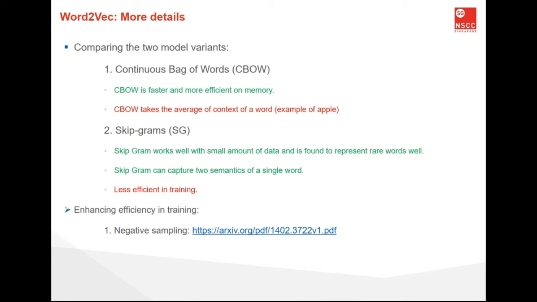For the skip-gram model, it works well with a small amount of training data and is found to represent rare words really well. The skip-gram model can also capture 2 semantics of a single word, such as apple. However, the skip-gram model is less efficient in training. That means a longer training time is required.